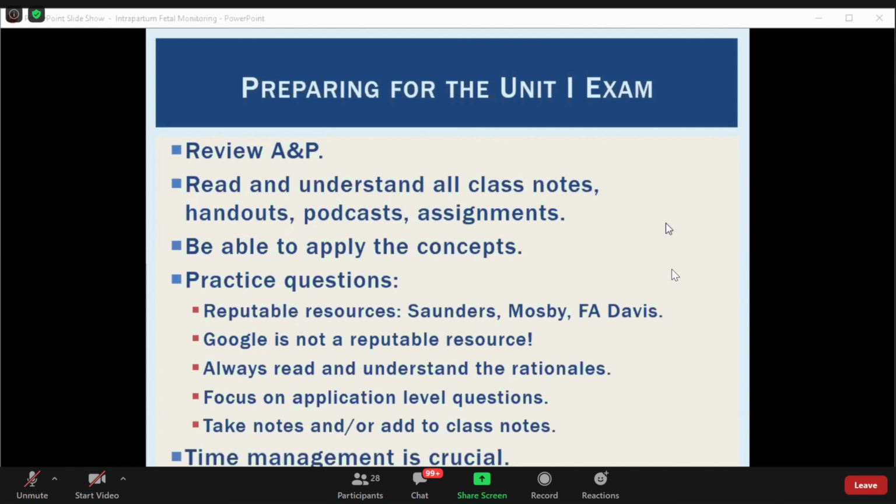When you're doing questions, make sure that you're doing more application level questions. The questions that I've selected for you in Davis are mainly application level because you need to get used to that level of questioning.